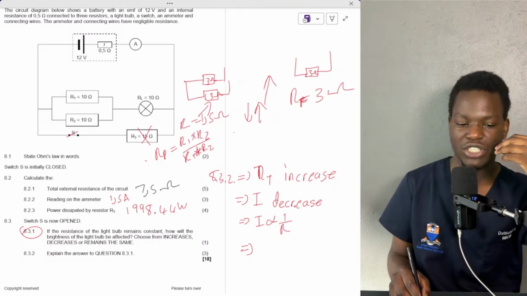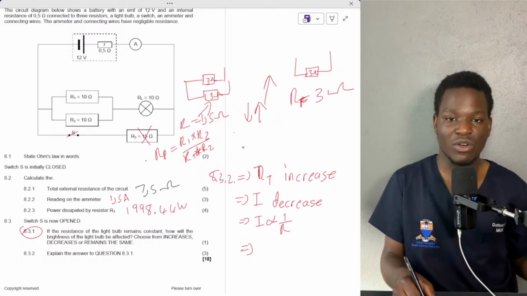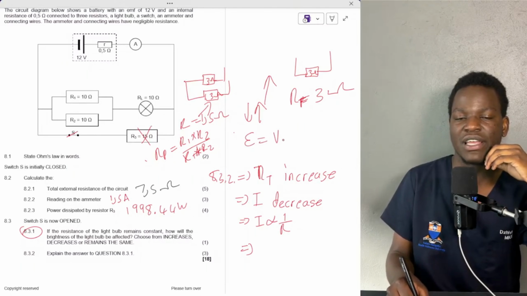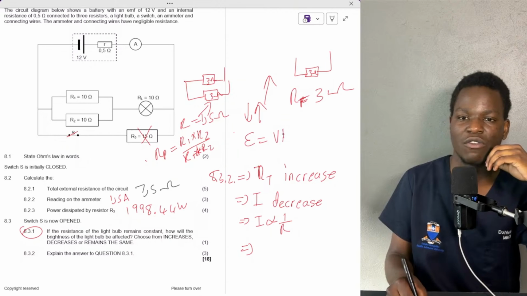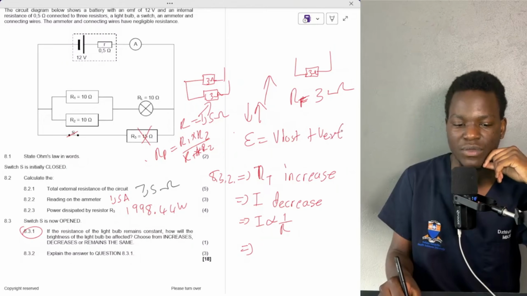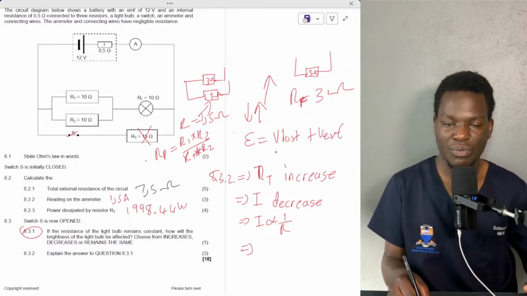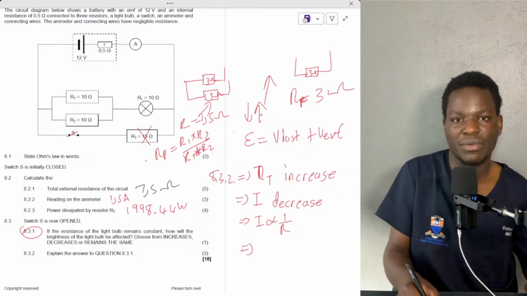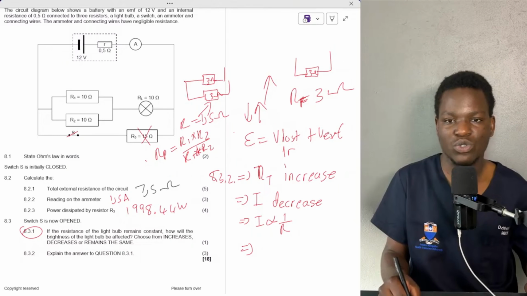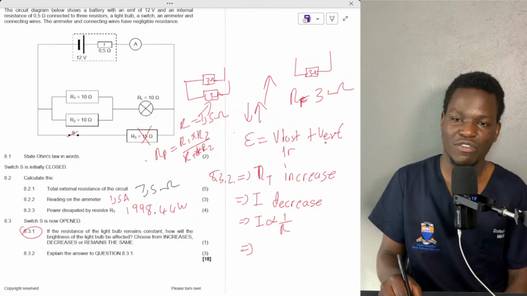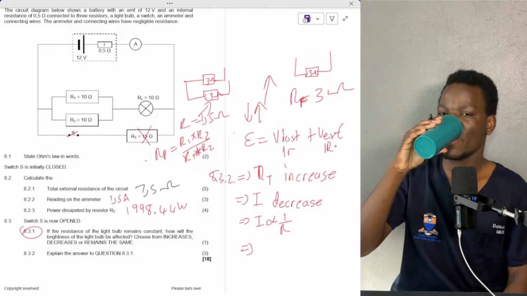Because current has decreased, you also have to say how that affects the voltage, the V lost and the V internal, because there's V lost, there's V internal. So now, if you look at the equation for V lost, you can also say V internal plus V external. This is going to be equivalent to IR, and this is going to be equivalent to I times R external plus R internal.